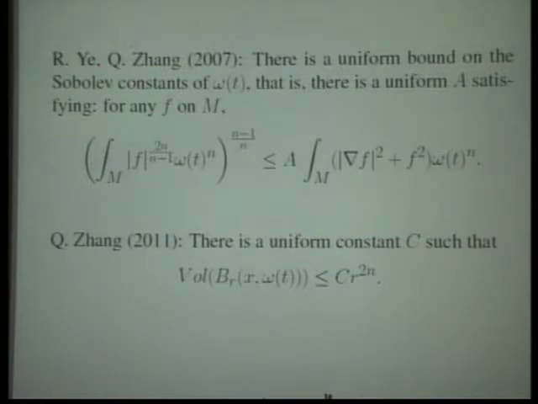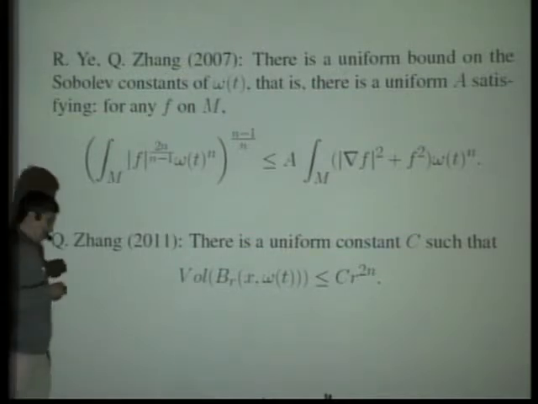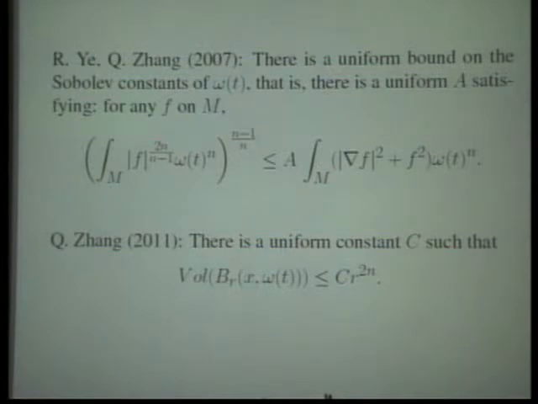So then, using this new W functional, Ru, Gangye and Zhang Qi proved a few years later that there is a uniform bound on the Sobolev constant of omega t. Perelman didn't know this, because when he was visiting, we talked about the Hamilton-Tian conjecture, and since he mentioned it in his paper, at that time he said he didn't know how to get the Sobolev inequality. So you do need something; it relies a lot on the W functional.